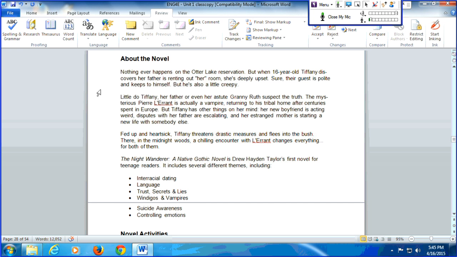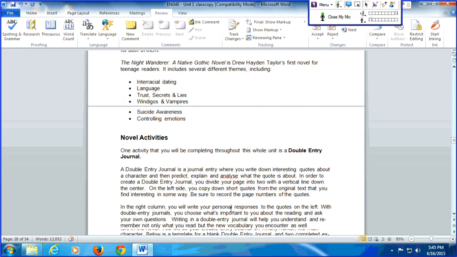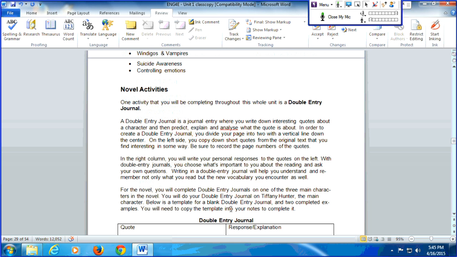So what we're going to do to start off is look at a couple of the novel activities. The one that's going to keep going throughout the entire novel, all the way to Lesson 9 in Unit 2, is a double entry journal. So I want to take my time explaining this. This is probably where I'll end for tonight. A double entry journal is a journal entry where you write down interesting quotes about the character and then predict, explain, and analyze what the quote is about.